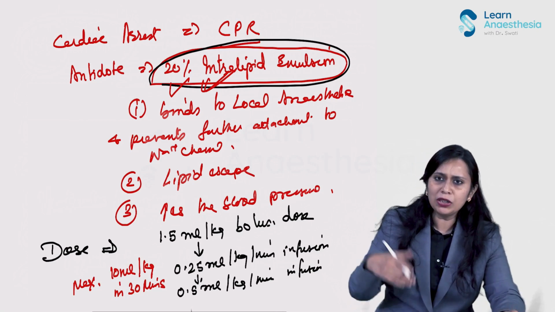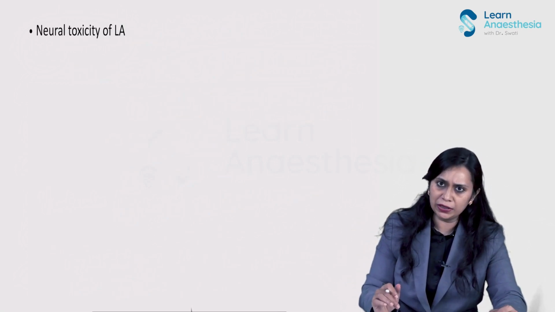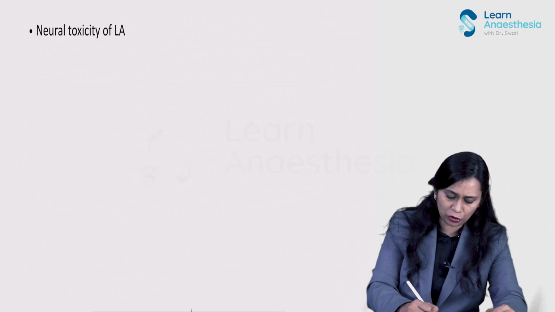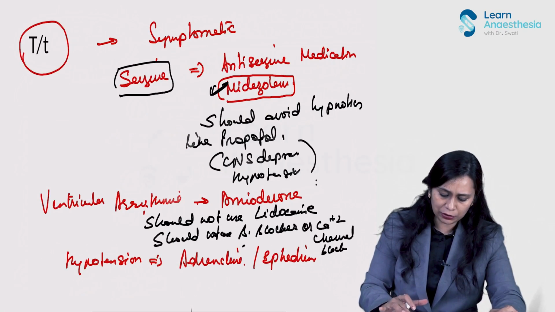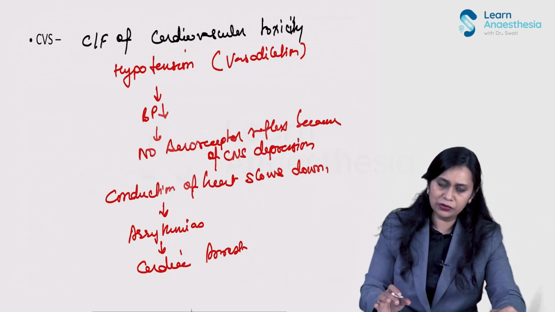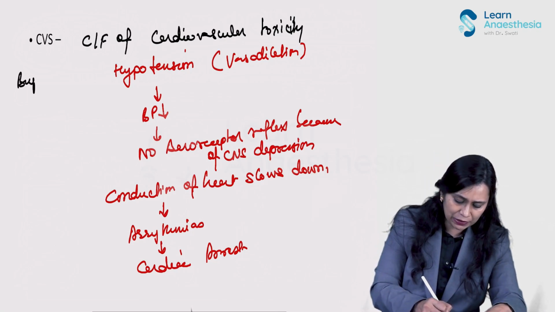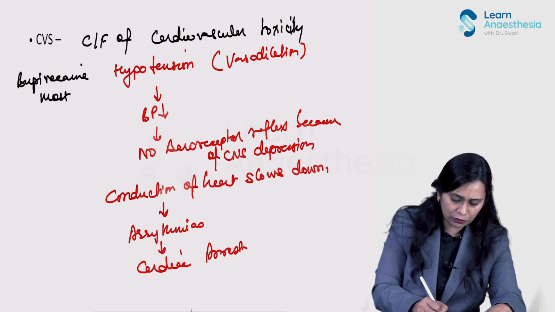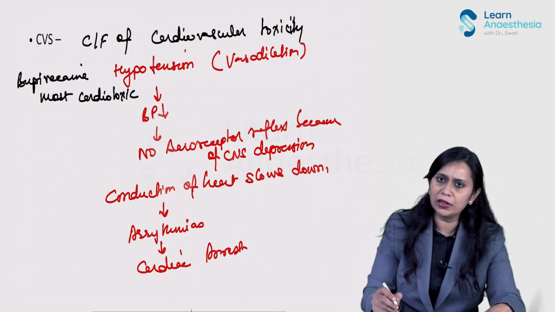Got it? What are the other complications which can happen? Now, before I tell you the other complication, one more thing I want to talk about is the neural toxicity of local anesthetic. I talked about the cardiotoxicity of local anesthetic. Now, bupivacaine, repeatedly I am saying bupivacaine is the most cardiotoxic, right? Why? What is the reason that it is most cardiotoxic?